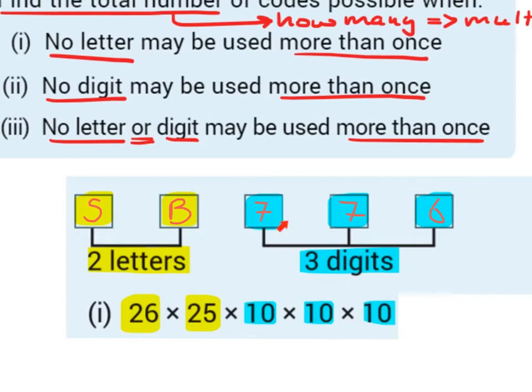So SB776, but you don't have to write this out. This is not part of the answer. This is just showing you one type of code we could use. What's important is how many types of codes could we get where no letter may be used more than once. So 26 times 25 times 10 times 10 times 10 gives us 650,000 different codes that we could have used.